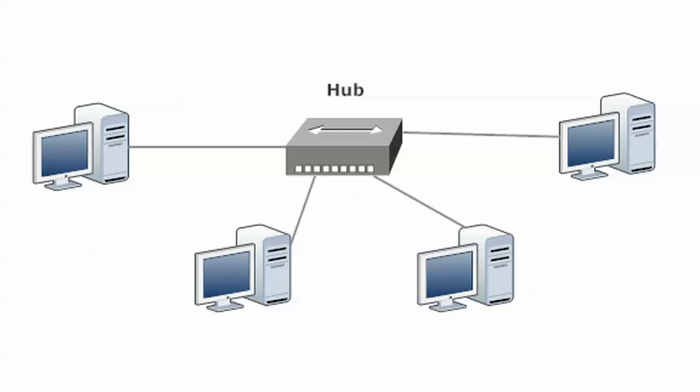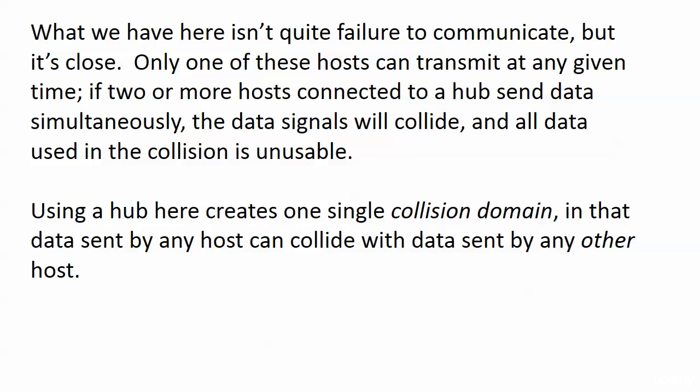And of course, with a hub, we could have 4 hosts, we could have 8 hosts, we could have more, but we're limited to one host transmitting, because if 2 or more hosts connected to a hub send data simultaneously, the data signals will collide, and all data used in the collision is unusable. Using a hub here creates one single collision domain, in that data sent by any host can collide with data sent by any other host.